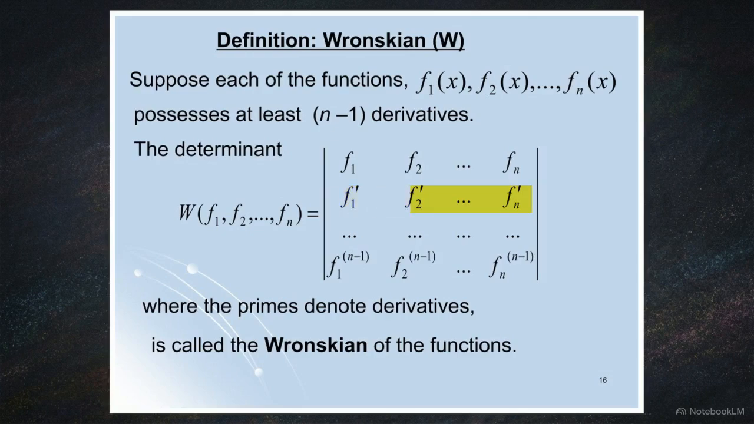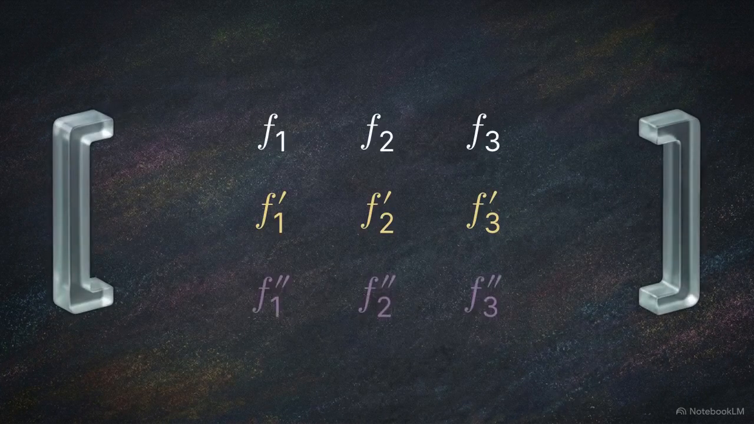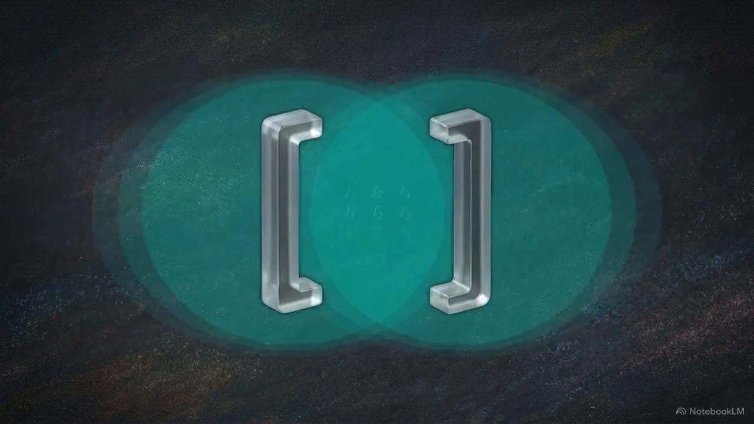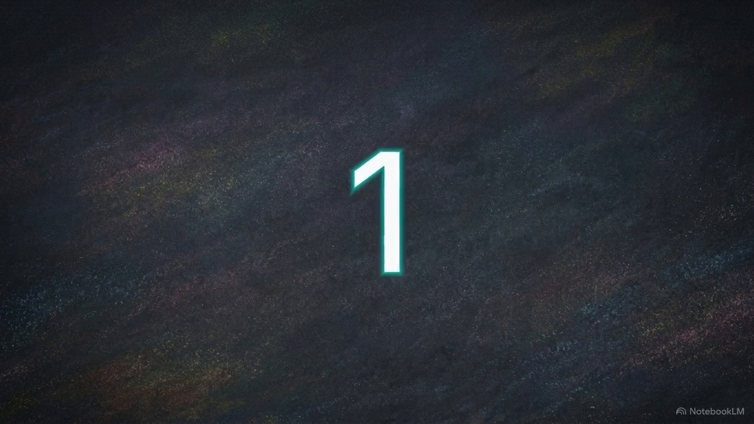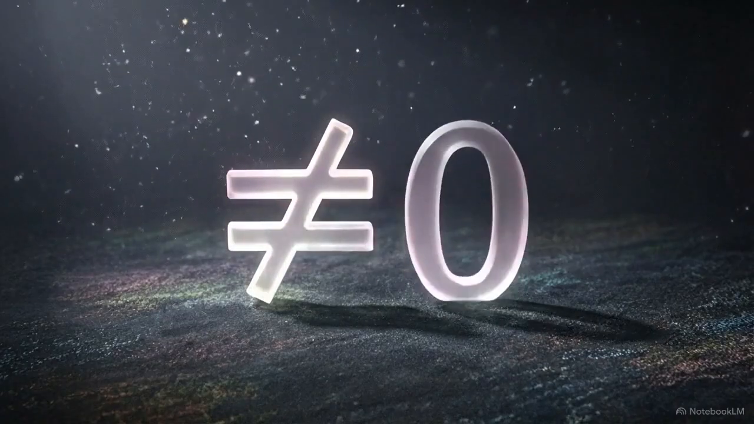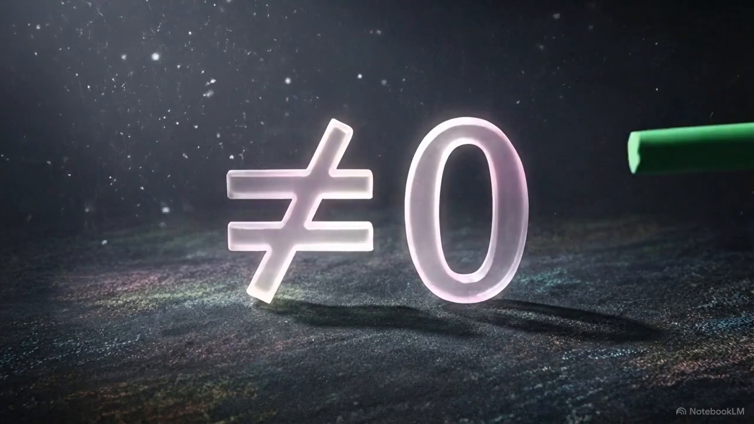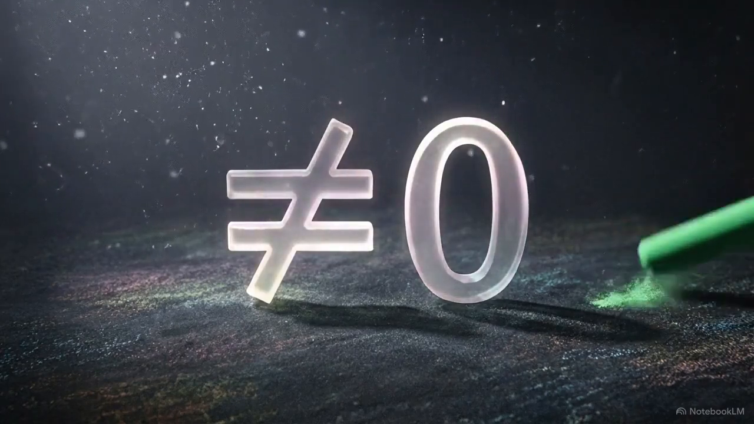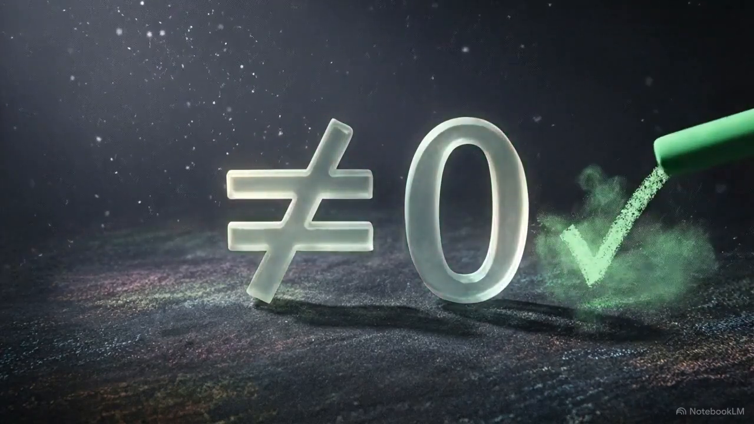A matrix is a rectangular array of numbers or functions, and its determinant is a single scalar value that reveals specific properties of the set. The Wronskian provides a binary diagnostic result. It is the final validation required to confirm our solutions are independent and the model is sound.